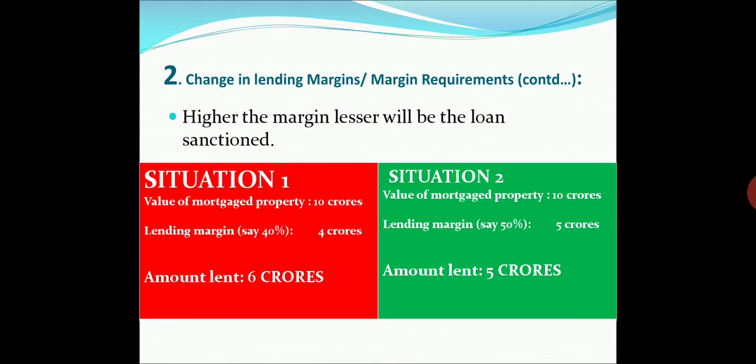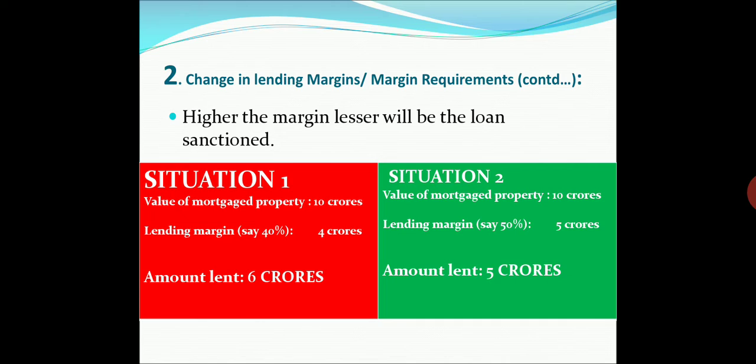40% of 10 crores gives you 4 crores. So the amount lent after deduction of 4 crores is 6 crores in the first case. And the value of mortgage property in the second case is 10 crores, as in the case of situation 1. The lending margin here is 50%, meaning 50% of 10 crores gives you 5 crores. So the amount lent is 5 crores by the commercial banks to the general public.